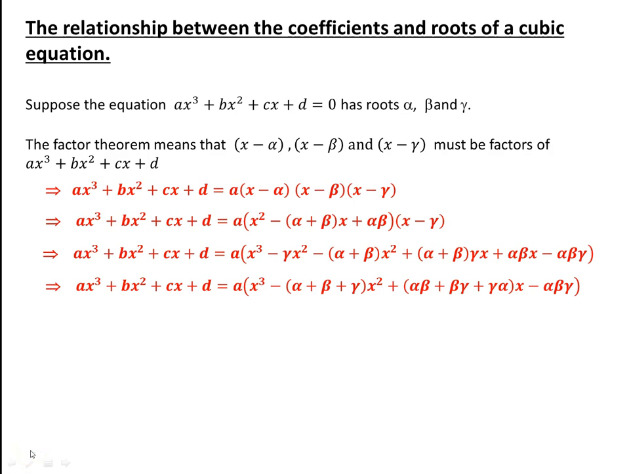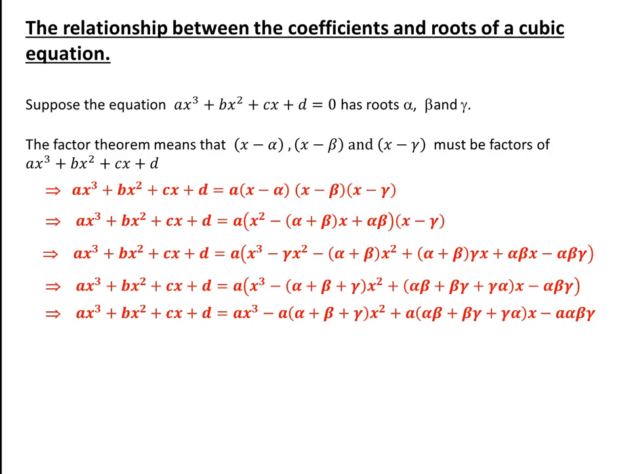And finally we multiply the big bracket on the right hand side out by a and obtain on the left hand side ax cubed plus bx squared plus cx plus d, and on the right hand side we've got a lots of x cubed minus a times (alpha plus beta plus gamma) times x squared plus a times (alpha beta plus beta gamma plus gamma alpha) lots of x minus a times alpha beta gamma.